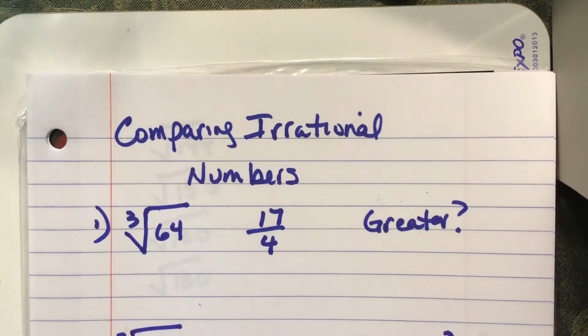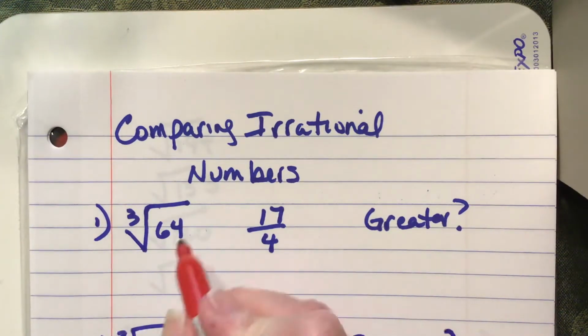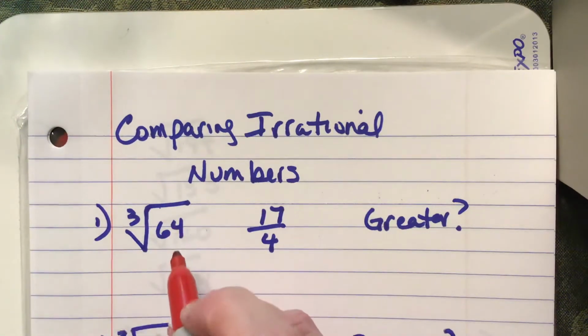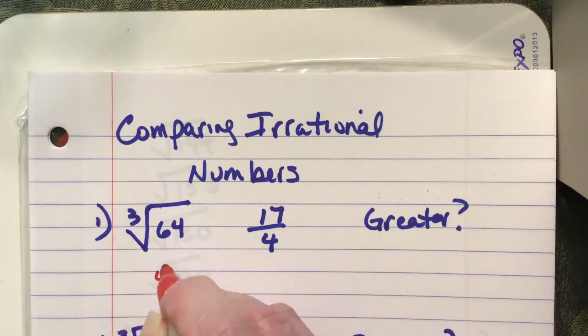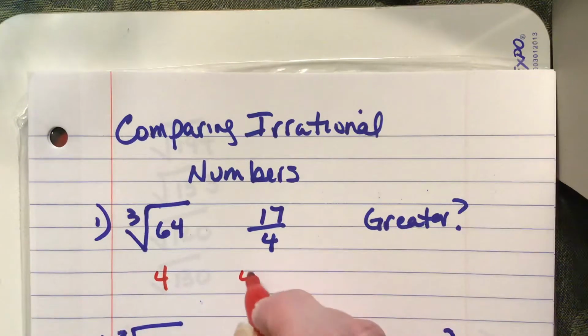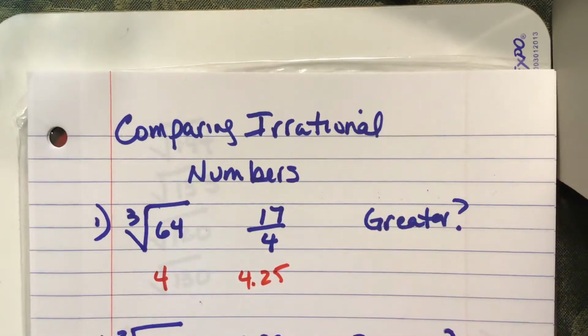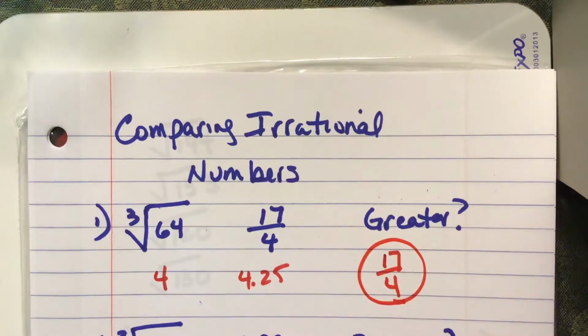So today we're going to compare irrational numbers. My first example has the cube root of 64 versus 17 over 4, and we want to know which one is greater. So we need to get these in a format that I can compare a little easier. We know that 64 is 4 times 4 times 4, so the cube root of 64 would be 4. And 17 over 4, if I divide 17 by 4, I get 4.25. Now it's easy to see which one is greater. 4.25 is greater, so 17 over 4 would be my greater number.